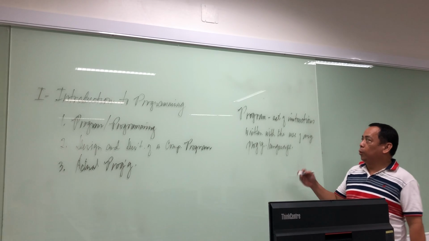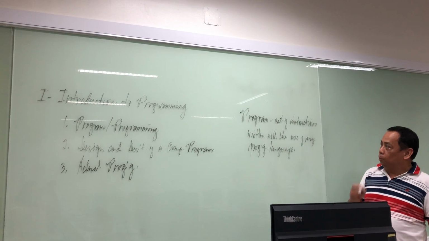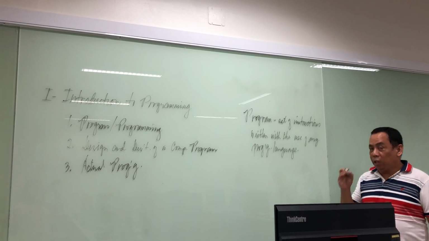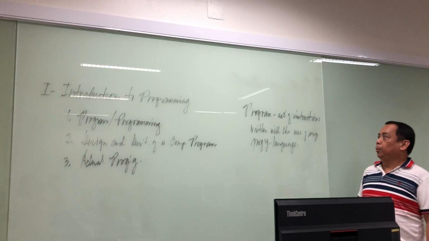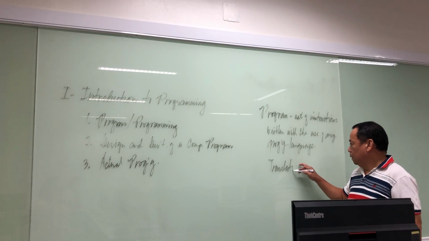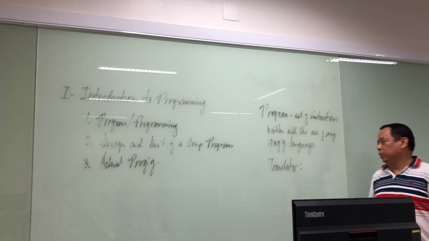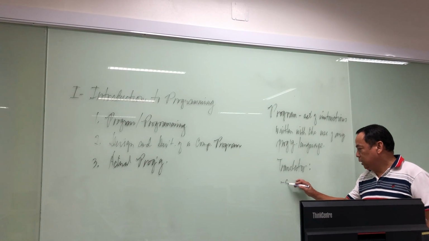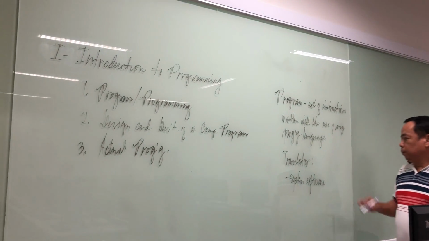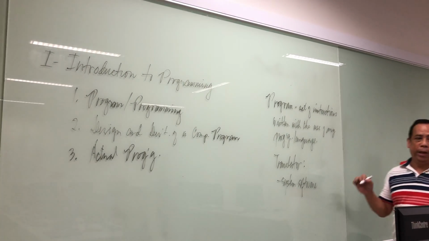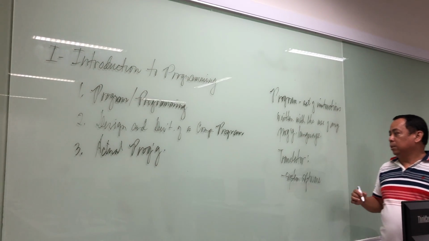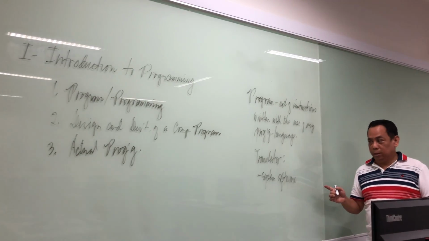Now, we know that a program can only be interpreted and executed by a computer if it is in zeros and ones. We call it machine language. Now, for that purpose, we need to have a translator. Okay? So what are translators? Translators are also system programs or system software that will help the computer to interpret, translate the program written in high-level programming languages into its equivalent machine language.